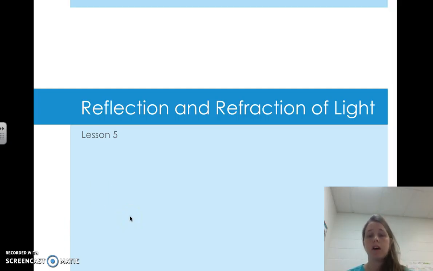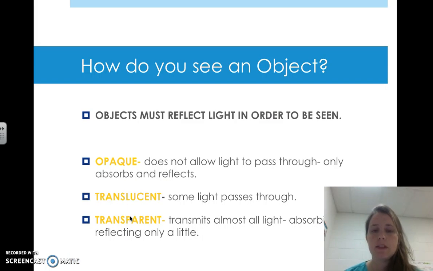All right, we are going to talk a little bit more about reflection and refraction of light. Some of this will be a bit of a review, but basically we're looking into how you actually see objects. We talked a little about the electromagnetic spectrum and how different wavelengths are seen as different colors. But understand that objects must reflect light in order to be seen. All those colors you see are actually the wavelengths of light that the object is reflecting. Okay, all the rest of the wavelengths of light the object is absorbing. And that really just depends on the chemical structure of what the object is made out of.